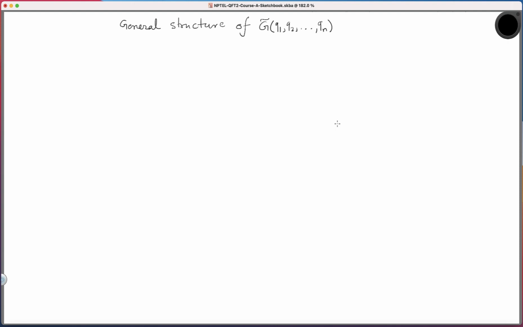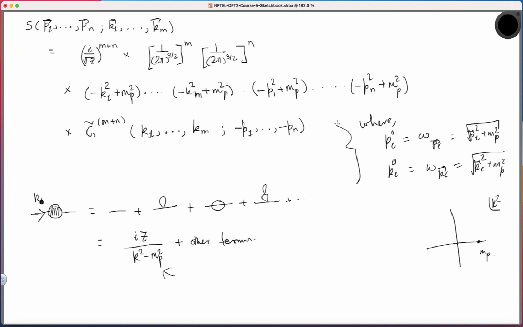Okay, so let's see what we were doing before. We were here, so we wrote down the S matrix element and we expressed it, apart from these constants, as a product of these factors which vanish when k1, k2 are on shell, so that k1 square is equal to mp square and this becomes 0. Okay, and the same is true for the other momenta as well.